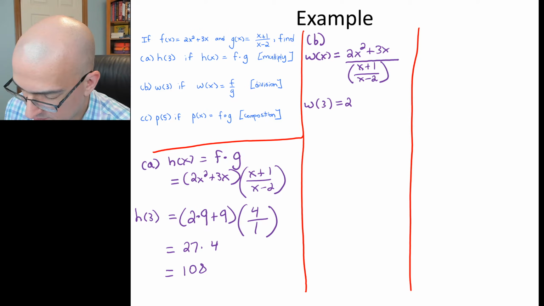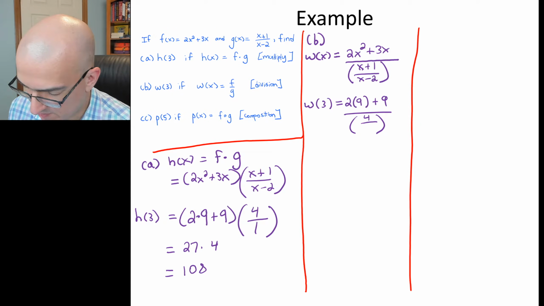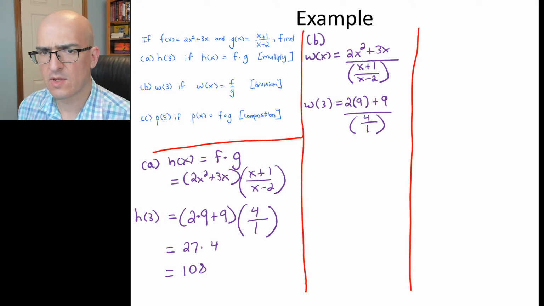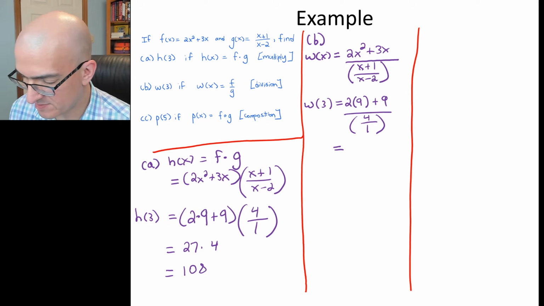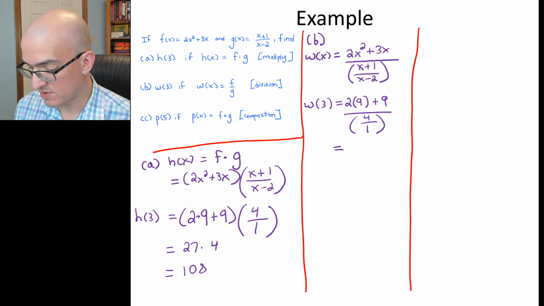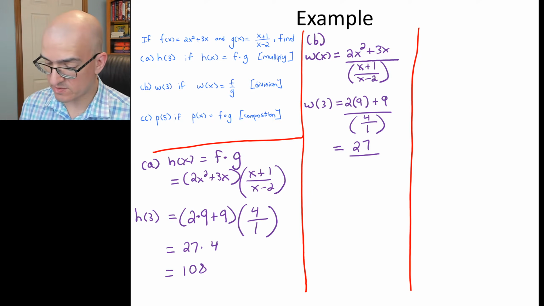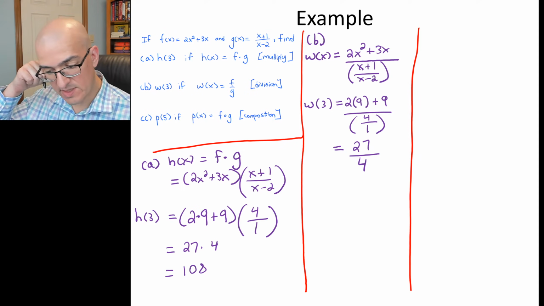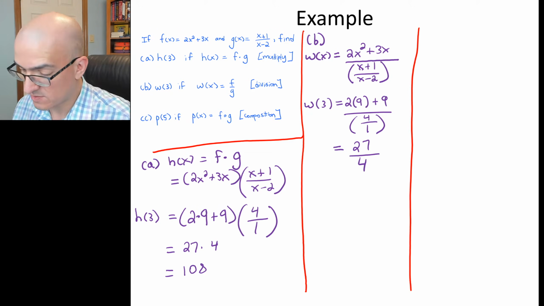So I get 2 times 9 plus 9 over the double fraction: 3 plus 1, 4, over 3 minus 2, 1. And then simplify: 2 times 9, 18, plus 9, 27. 4 divided by 1 is 4, so 27 over 4. Okay, that's it. And now the last one, the composition.